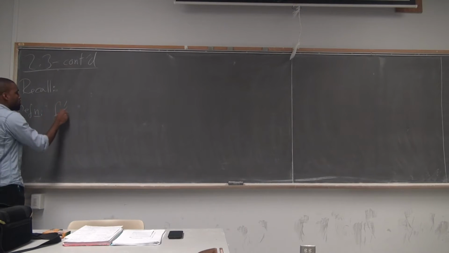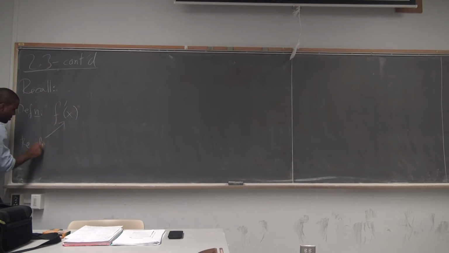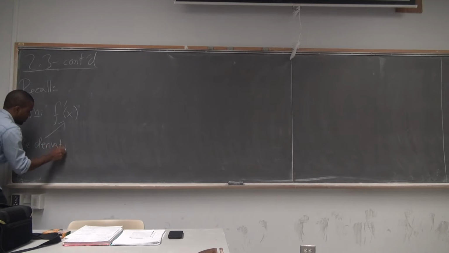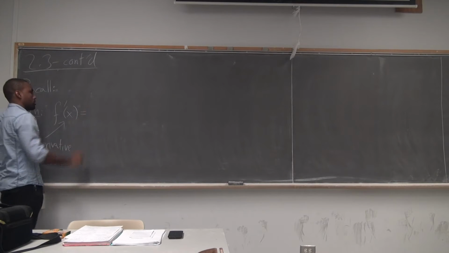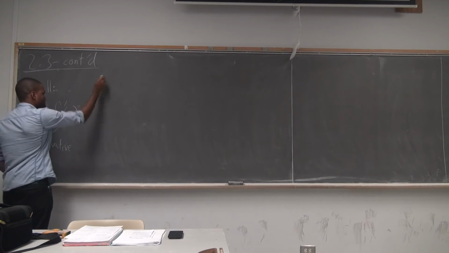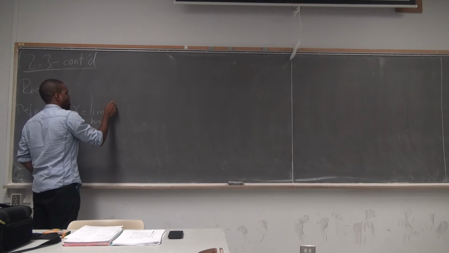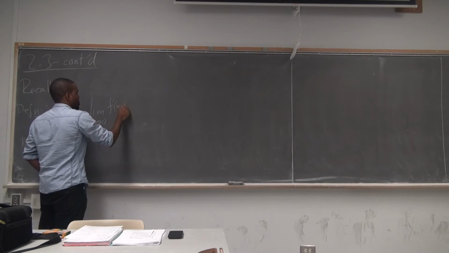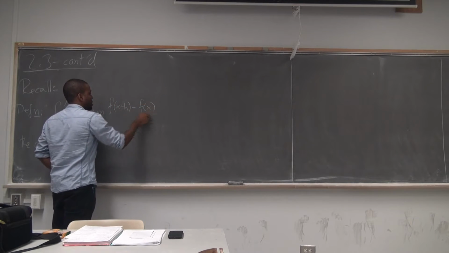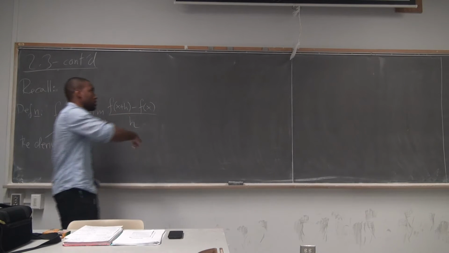Okay. So recall last time we defined the derivative, f prime of x. What was the definition? Limit as h approaches 0 of f of x plus h minus f of x, all over h. That definition is super important to know. You're guaranteed to be tested on this.